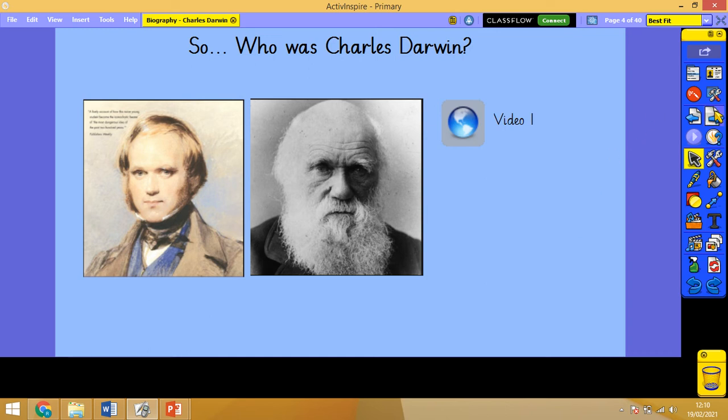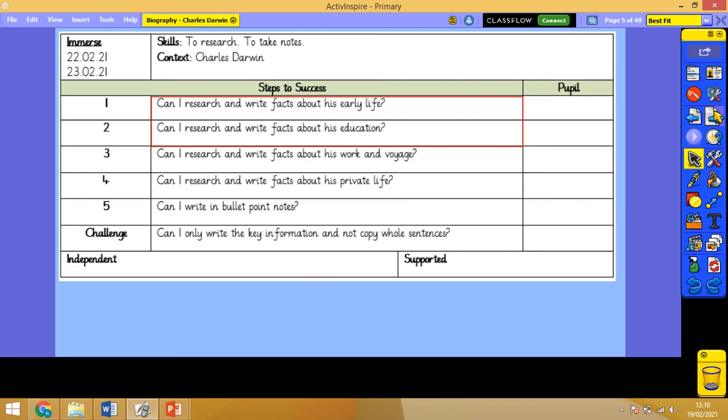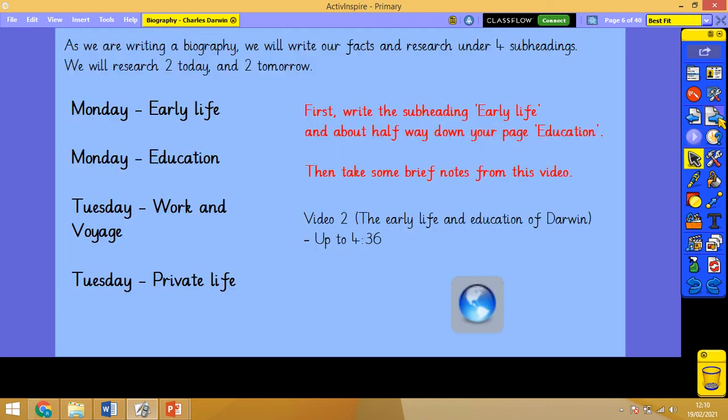Okay, so we found out a little bit more about Charles Darwin, famous naturalist. Today we're going to research and take notes about him. We're going to be looking at his early life and his education. He had a very, very interesting education, really, Charles Darwin. He kind of fell into being a biologist by accident. As we're writing a biography, we're going to write our facts and research under 4 subheadings, 2 today and 2 tomorrow. Today we're going to look at early life and education. Tomorrow we'll look at work and voyage, the longest bit, and then his private life.